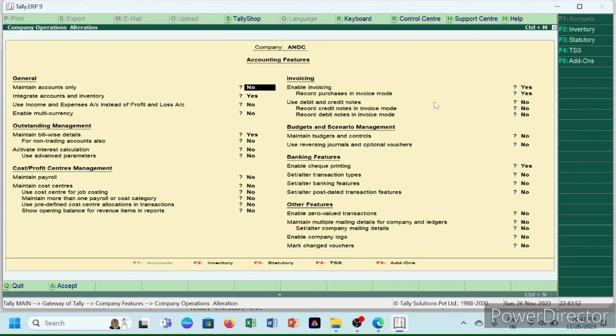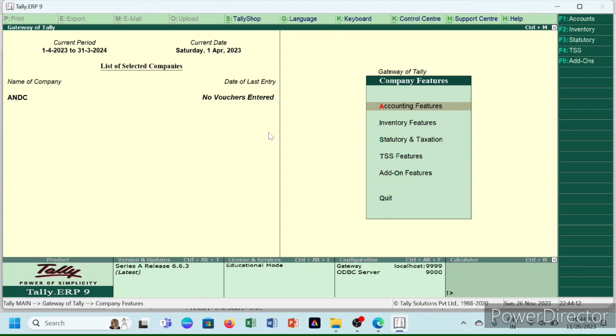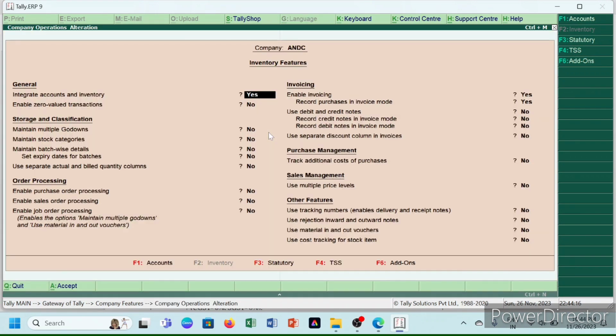Accounting features. You can see everything is correct. You can maintain bill-wise, or say no, it's just optional, it's your wish. So everything is correct here. We will move on to the inventory features.